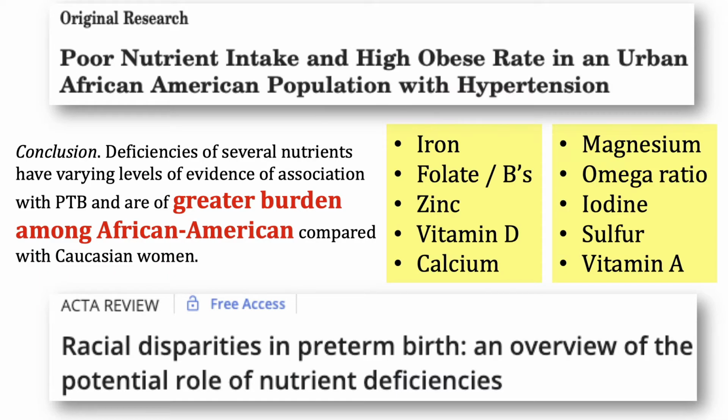Let's look at the African American population, and here's a couple studies that show that really an underlying problem is nutrient deficiency. So hypertension is related to nutrient deficiency in African Americans. There's racial disparities in preterm birth that has a potential role in nutrient deficiency. So it's not the statin, it's not the blood pressure medication. It's counseling and working with individuals to improve their nutrient status. That's the why.